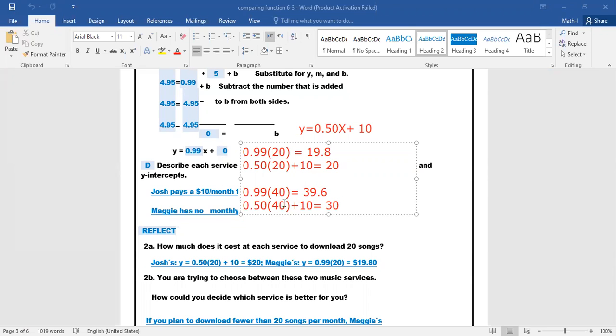Okay, yes. So the choice will be: if you want to download fewer than 20, Maggie's is better. But if you download more than 20, because once you increase the number of downloaded songs, the money will increase with Maggie more than Josh. Understood this part?